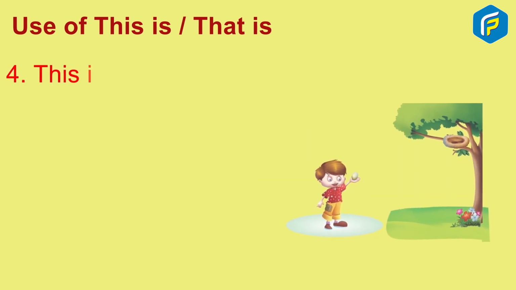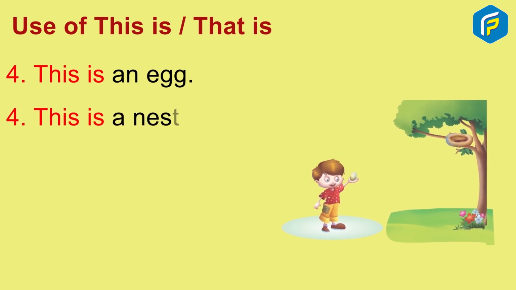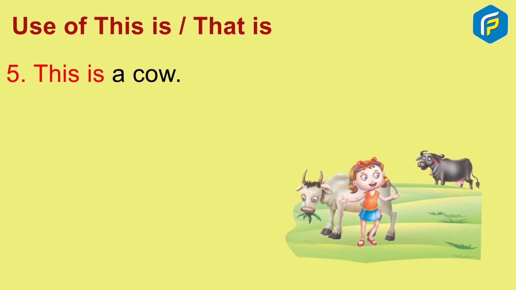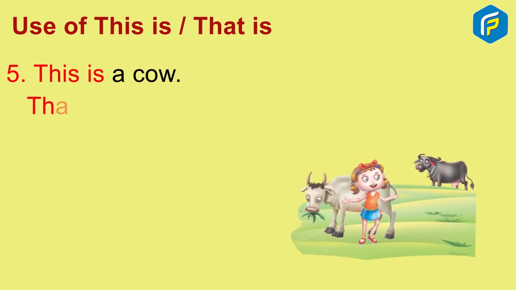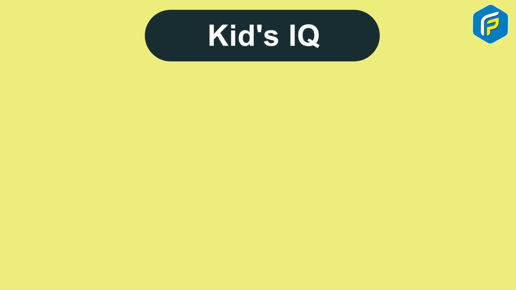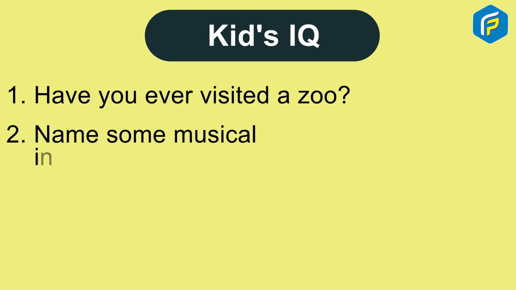This is an egg. That is a nest. This is a cow. That is a buffalo. Kids IQ. Have you ever visited a zoo? Name some musical instruments.